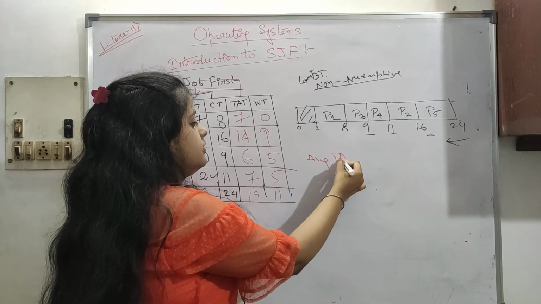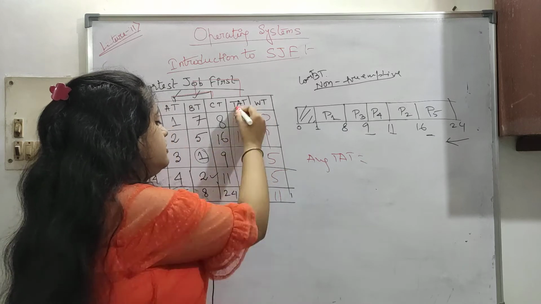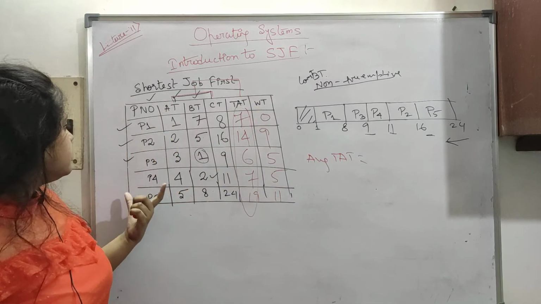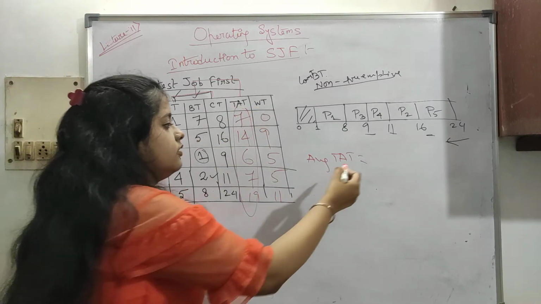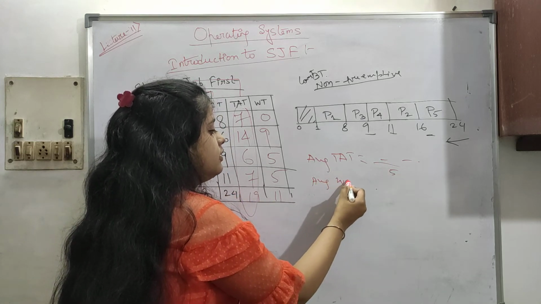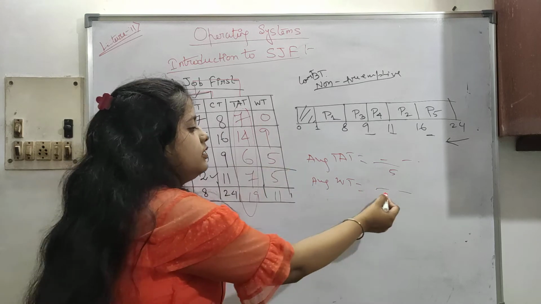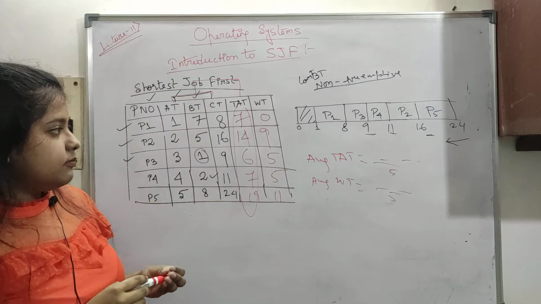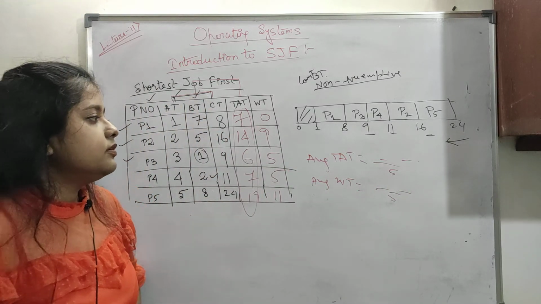Average TAT, all this divided by, sorry, there are 5, so all this divided by 5, and average waiting time, again all this divided by 5. So this is about SJF. We'll see one more example.